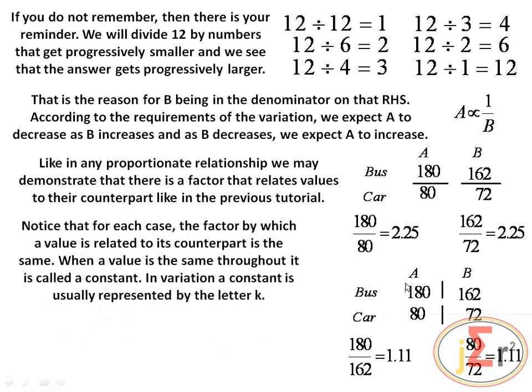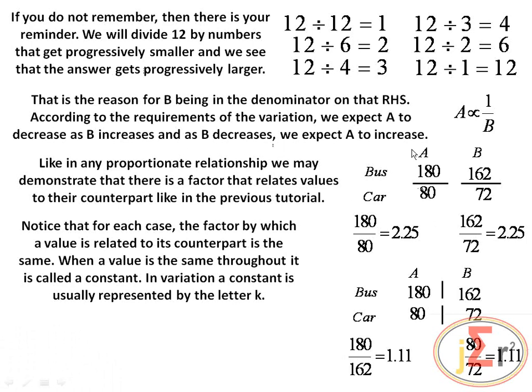Notice that for each case, the factor by which a value is related to its counterpart is the same. When a value is the same throughout, it is called a constant. In variation, a constant is usually represented by the letter K.